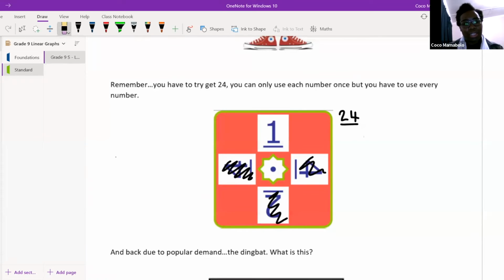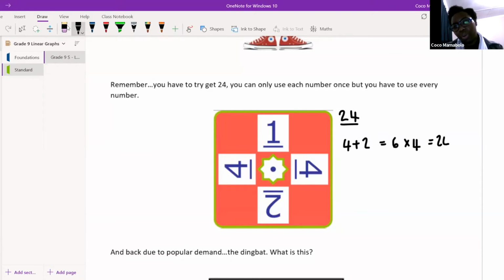Deniko in the chat says 4 times 2 times 4 times 1, or 4 plus 2. Oh, okay. Let's see. Deniko, do you want to unmute? Okay, so Deniko says 4 plus 2. That's going to give us 6, times 4 is indeed 24. And then I've used up the 4 and the 2 and the 4, and then I just times that by 1 and it'll give me 24 again. There we go. Amazing stuff. Well done, Deniko.